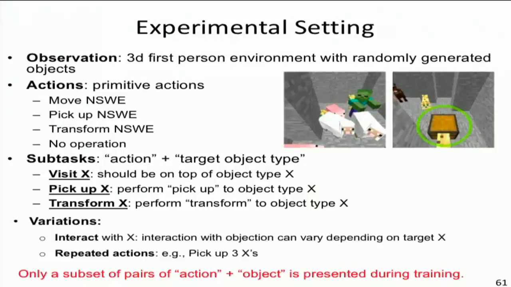We also consider some variations. For example, interact is a very special type of action. The meaning of interact can vary depending on the type of object. So when you say interact with a sheep, it can be just picking up that sheep, while for another object, it can be transforming. So the meaning of interact depends on the type of object. Especially in this interaction scenario, the notion of analogy making is even more important because you need to distinguish between these subtleties. We also consider repeated actions, which means that the agent picks up multiple objects of the same type, and it has to remember the number of objects and behave accordingly.